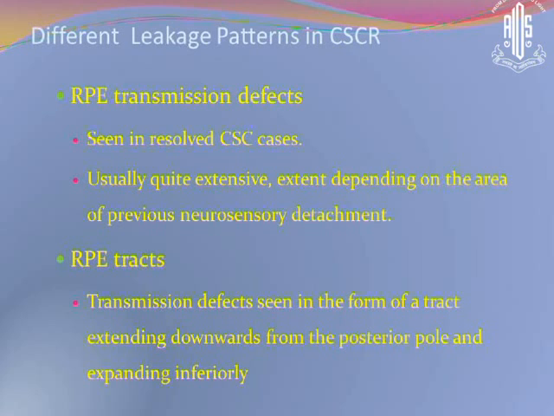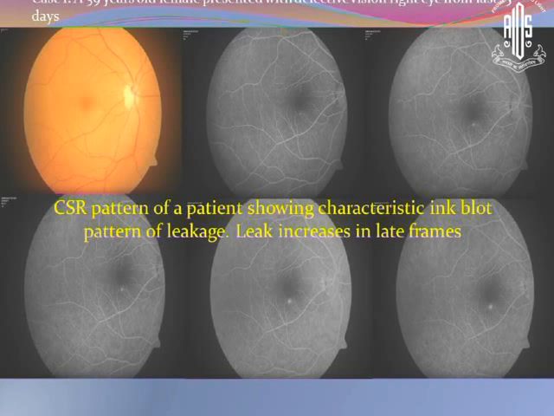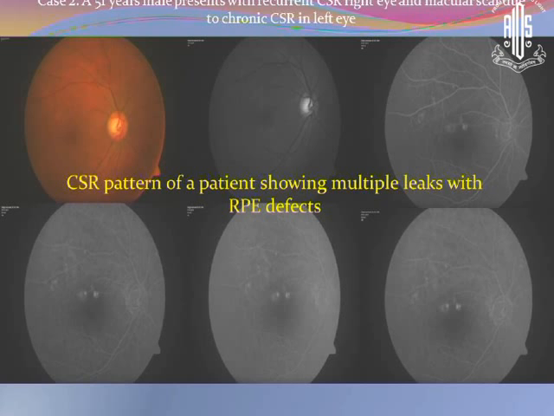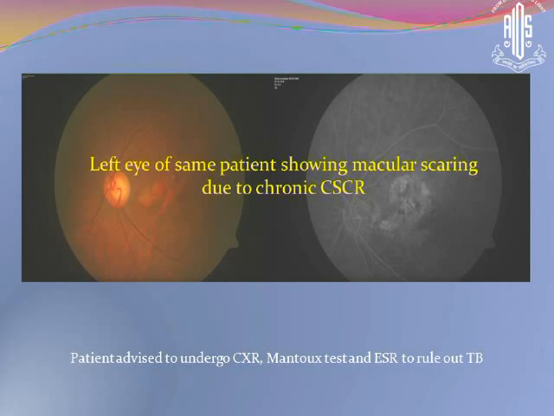So we will go on to have a discussion about a few of these patients which we come across. This is a patient showing a characteristic ink blot. In late frames, the leakage increases. The left eye of this patient showed a few RPE defects. Another patient had multiple leaks and a few RPE defects. This was a 51-year-old male with recurrent CSR in the right eye, and he had a macular scar due to a chronic CSR in the other eye.